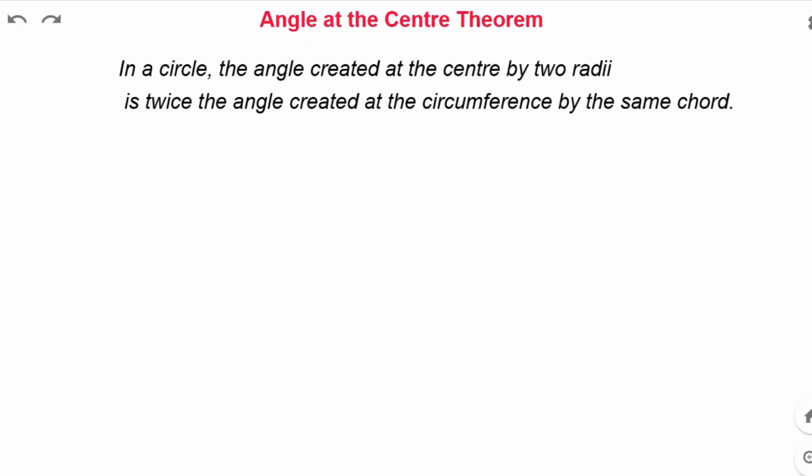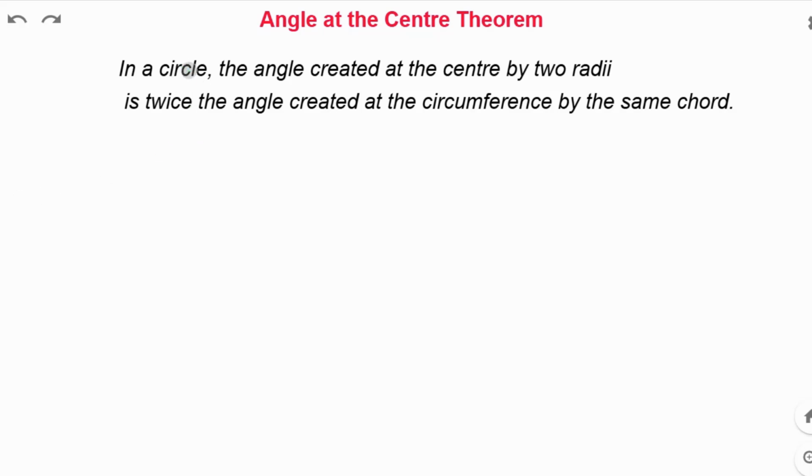Now let's start. We have the angle at the center theorem, and it states that in a circle, the angle created at the center by two radii is twice the angle at the circumference by the same chord. Let me break it down.